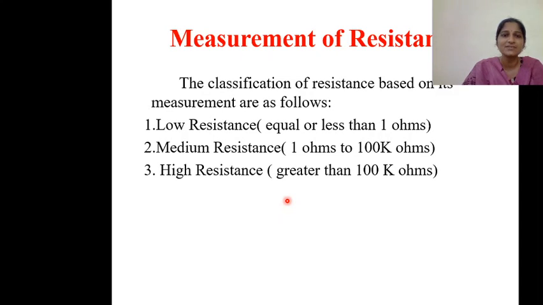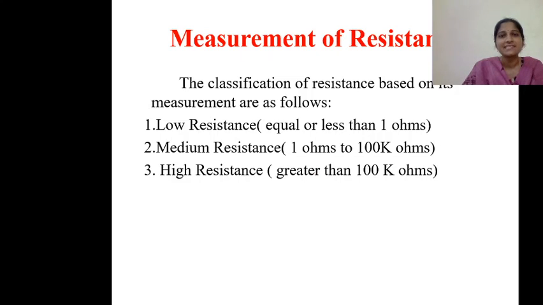Resistance is classified into three types: low resistance, medium resistance and high resistance. Low resistance means whenever the resistance is less than 1 ohm. When the resistance lies between 1 ohm and 100 kilo ohm, then it is called medium resistance. When the resistance is greater than 100 kilo ohm, then it is called high resistance.